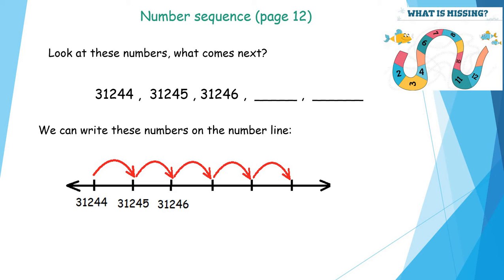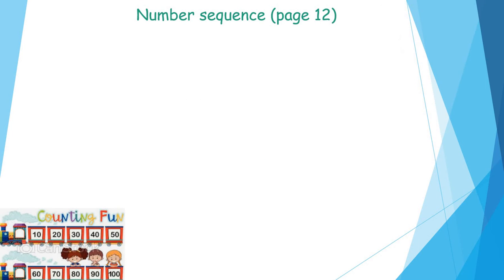Yes, so you have here the next number will be 31,247 and 31,248 and 31,249 is the last missing number. So now I write here the missing numbers and I just change one of these places. Did you ask yourself why?